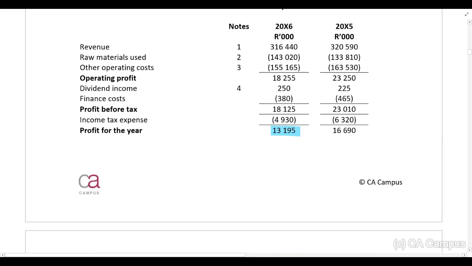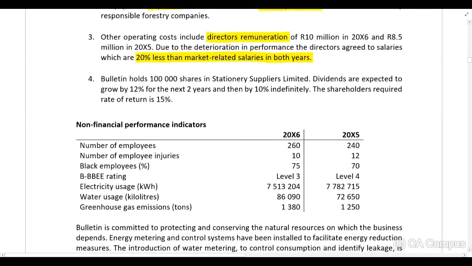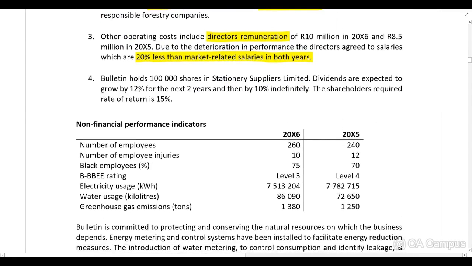Then in note 4, we have information relating to dividend income. Bulletin holds 100,000 shares in Stationery Suppliers Limited. Dividends are expected to grow by 12% for the next 2 years and then by 10% indefinitely. The shareholders' required rate of return is 15%.